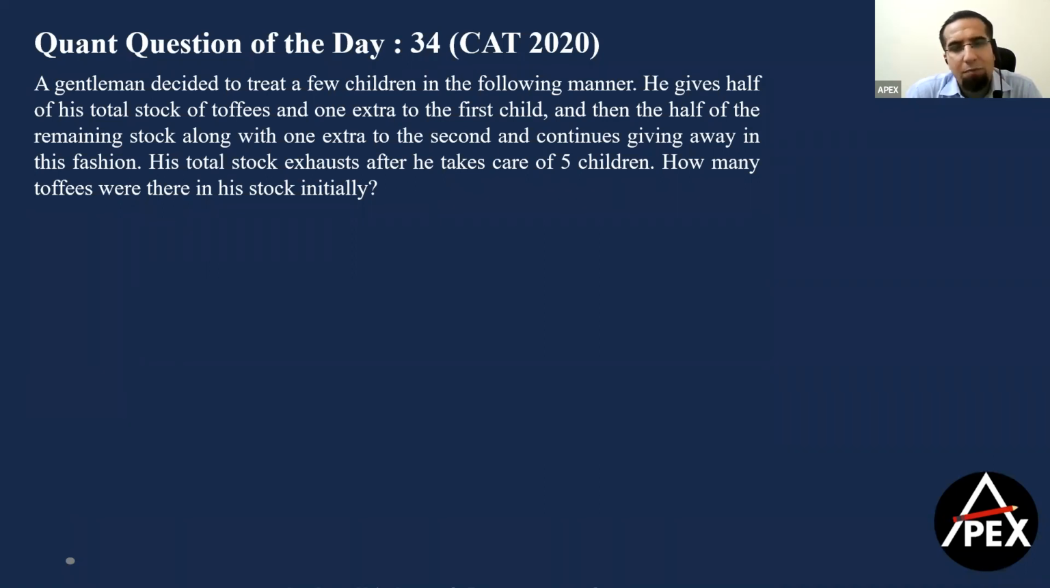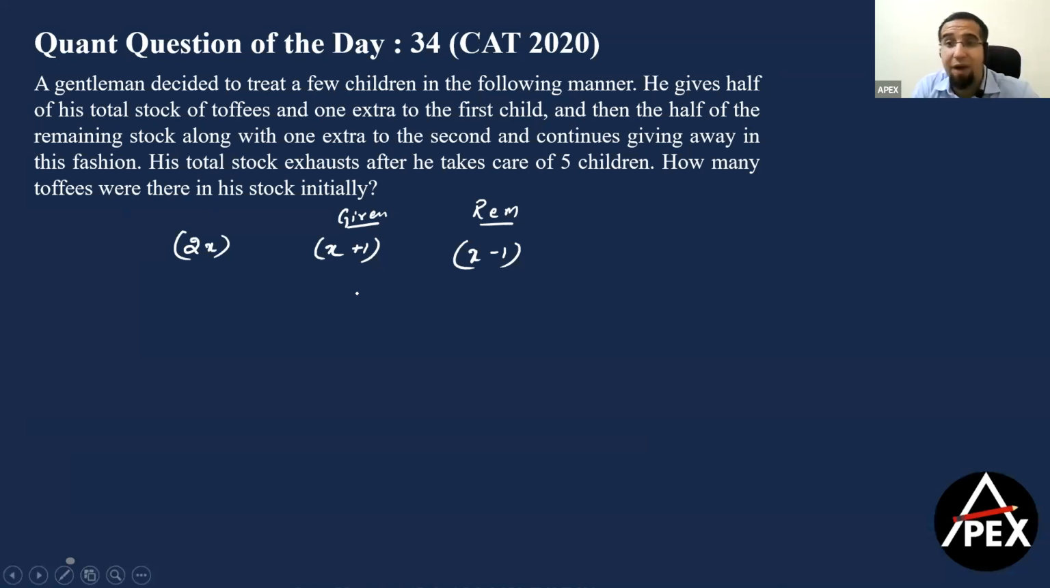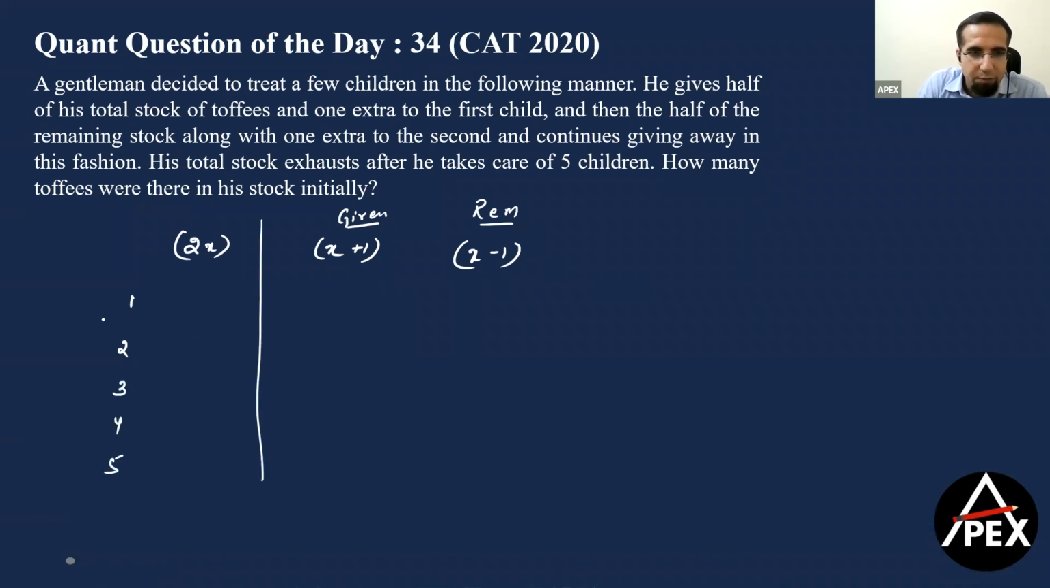Now, if you remember, we had seen this kind of question in our first class of linear equations in one variable, right? So the best way to go ahead is backwards. So let's do this exercise first. If he has 2x chocolates, half of this becomes x, and then one more is given. That means how many are remaining? Remaining will be 2x minus (x plus 1), that will give you x minus 1. Now, this process is repeated 5 times. So let's come backwards. Stage 1, stage 2, stage 3, stage 4, and stage 5.